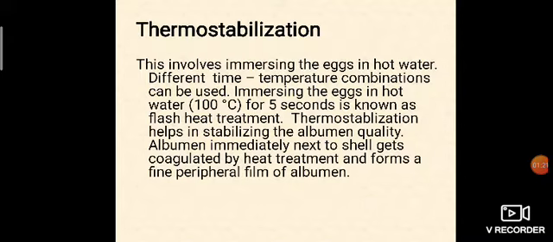Now thermostabilization. This involves immersing the eggs in hot water, and different time-temperature combinations are used. Immersing the eggs in hot water at 100 degrees Celsius for 5 seconds is known as flash heat treatment. Thermostabilization helps in stabilizing the albumin quality, and the albumin immediately next to the shell gets coagulated by heat treatment and forms a fine peripheral film of albumin.